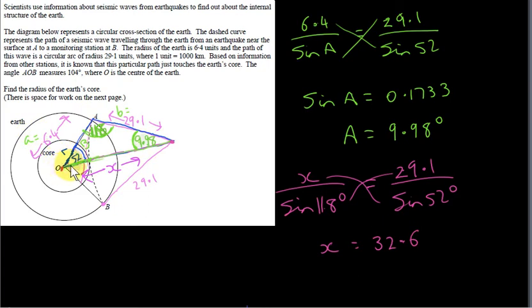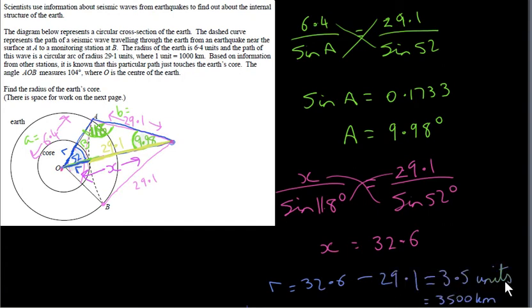So how do we get the radius, this distance here? This is R, the radius of the Earth's core. Well, we just have to subtract away this distance here. So I explained this to you earlier. The distance from here to here is just the radius of the circular arc. It's just 29.1. That yellow distance here is 29.1. So we have that R is the total distance from here to here, x, which is 32.6, minus 29.1. We get 3.5 units. 1 unit is 1,000 kilometers, so 3.5 units is 3.5 by 1,000, or 3,500 kilometers.